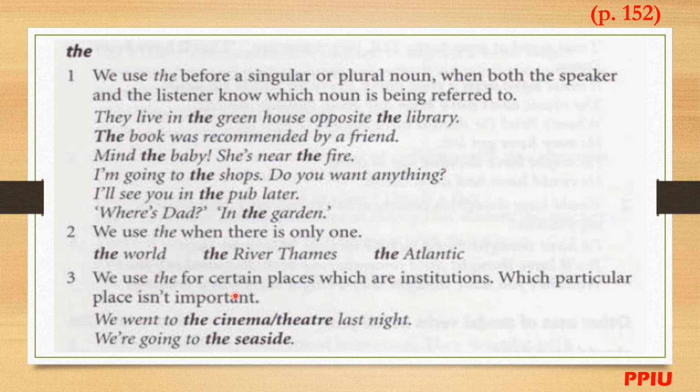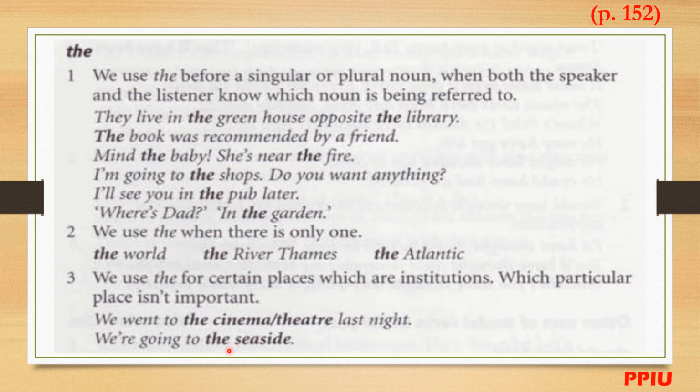We use "the" for certain places which are institutions, where the particular place is important. For example, we went to the cinema or the theater last night. So the institution is the place. We are going to the seaside. A certain place, the seaside in Cambodia. When we talk about the seaside, everyone thinks of the area in front of the royal palace. So it is a particular thing.